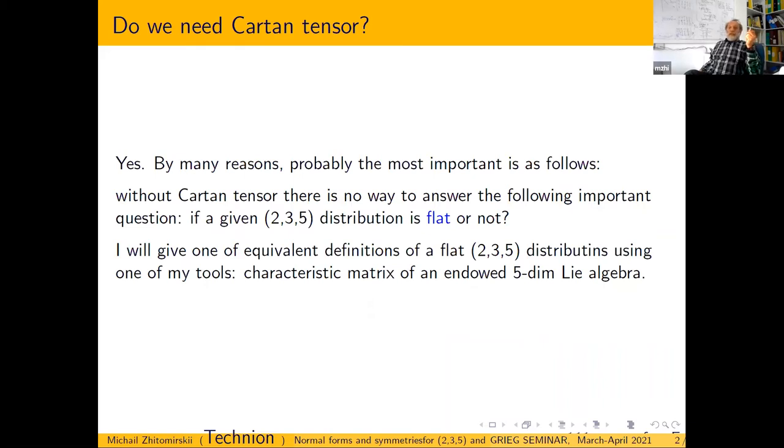There are many equivalent definitions of flat (2,3,5) distributions, and I will give one of them. I want to formulate it using one of my tools, which will be used mainly in the second lecture about homogeneous distributions. This tool is what I call an endowed transitive algebra, of many dimensions starting from 5, but now I need just a very simple definition of an endowed five-dimensional algebra.